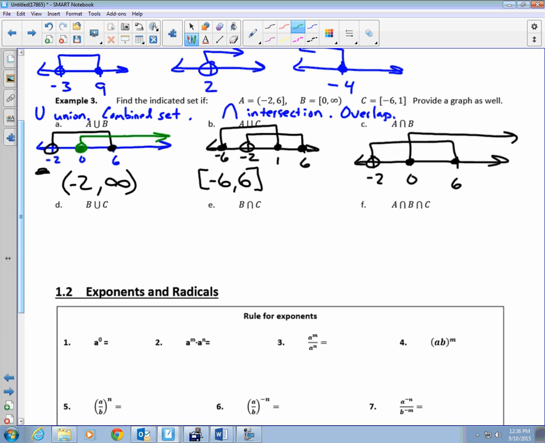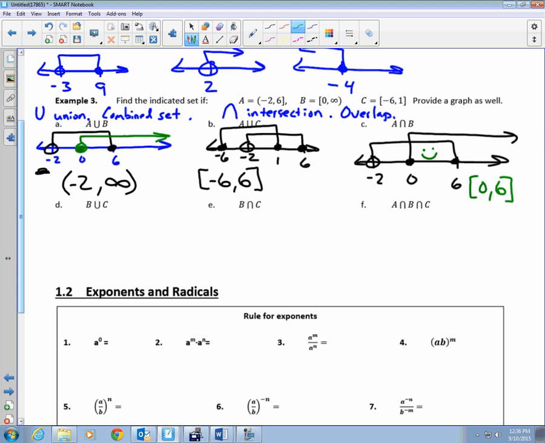So am I part of both here? How about here? How about here? Yep. How about here? No. So this is the only section that I'm looking at that really matters and counts for my indicated set now. I'm going to include from 0 to 6. And so again, I think making a graph is probably the best way. You can just look at the numbers, but it does say provide a graph, and it would just be easier to graph that first. Okay.